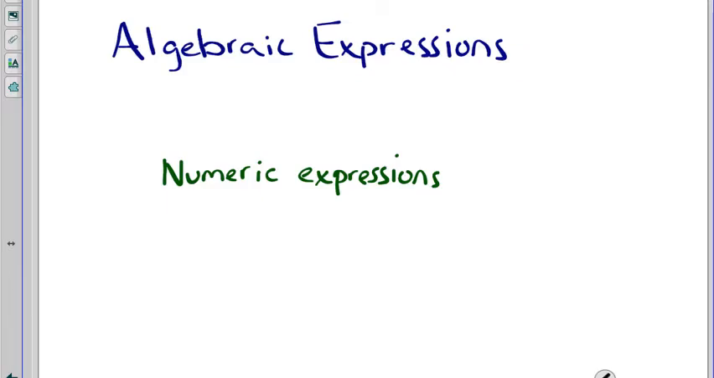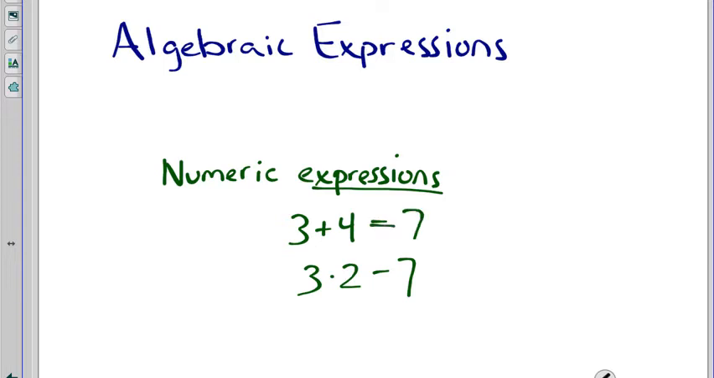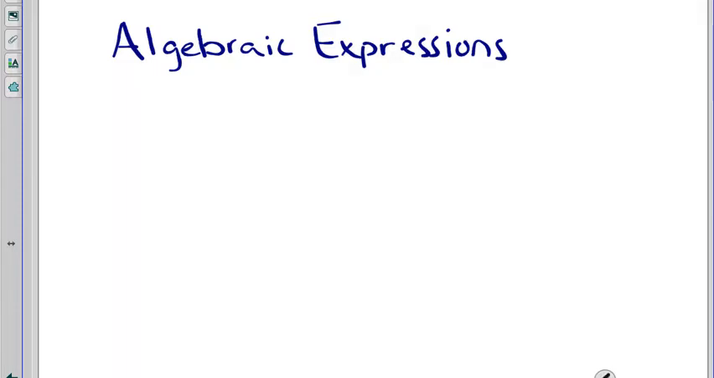You're already familiar with numeric expressions, things like 3 plus 4, or 3 times 2 minus 7. Those are numeric expressions. They're number sentences. They have operations and numbers, but they don't have an equal sign, and that makes them expressions. If they had an equal sign, now we have an equation, but there's no equal sign for an expression. Now, algebraic expressions are very similar to numeric expressions.